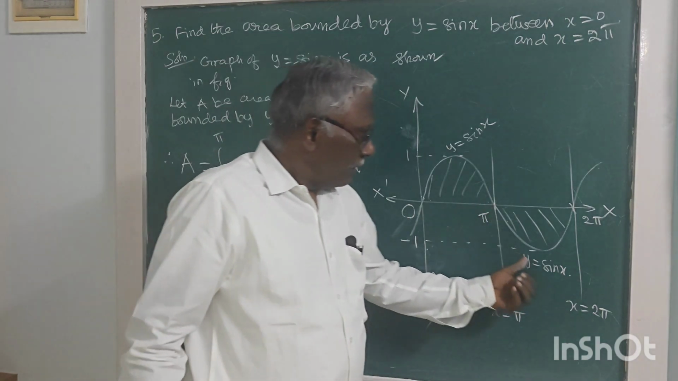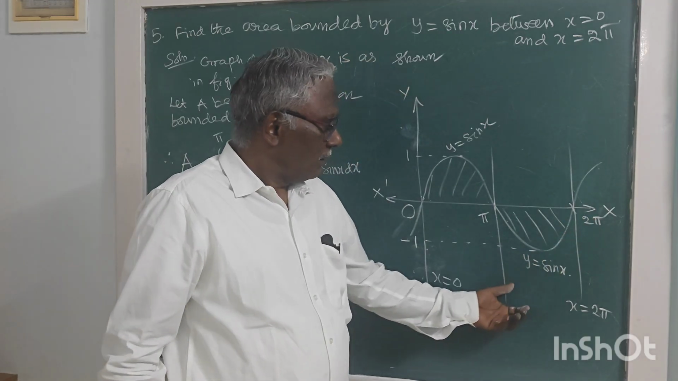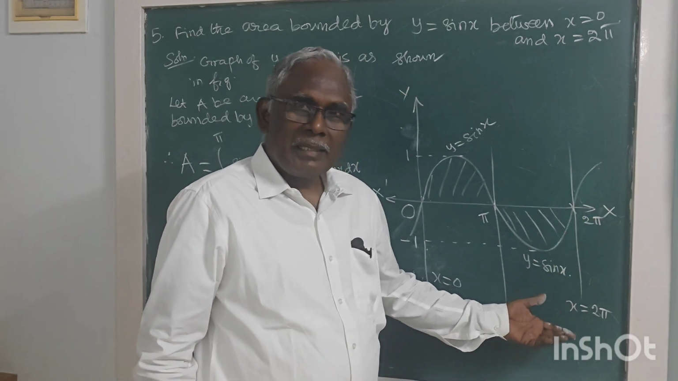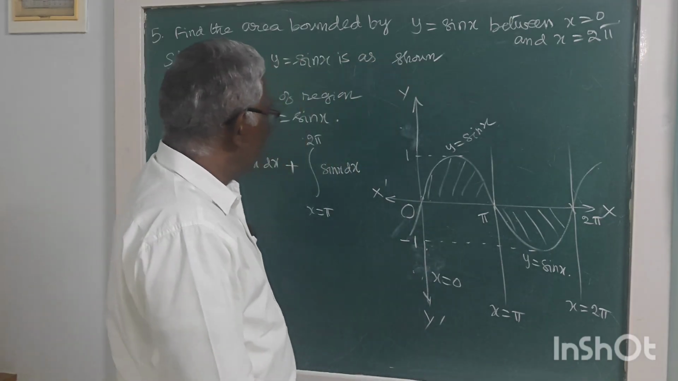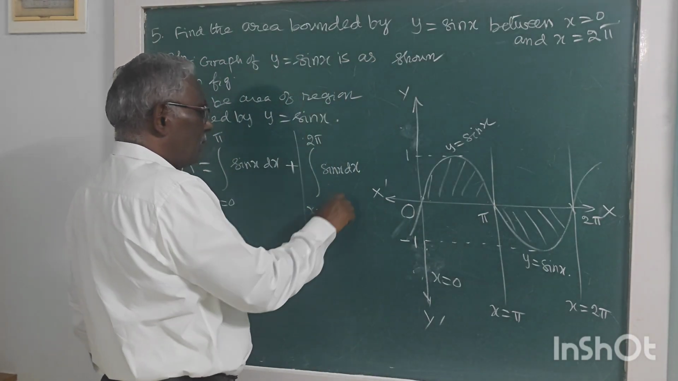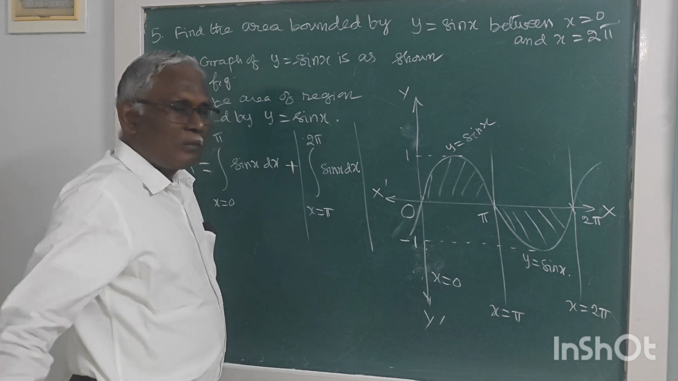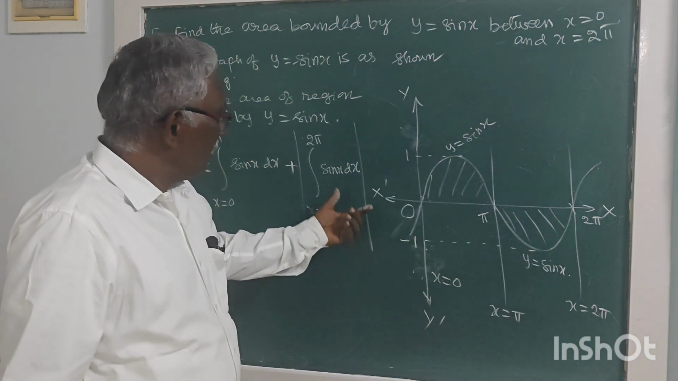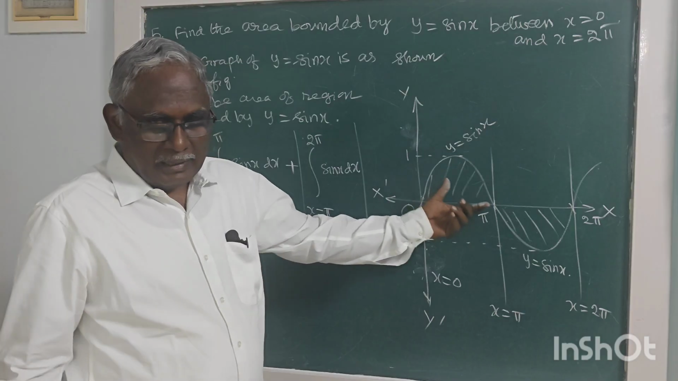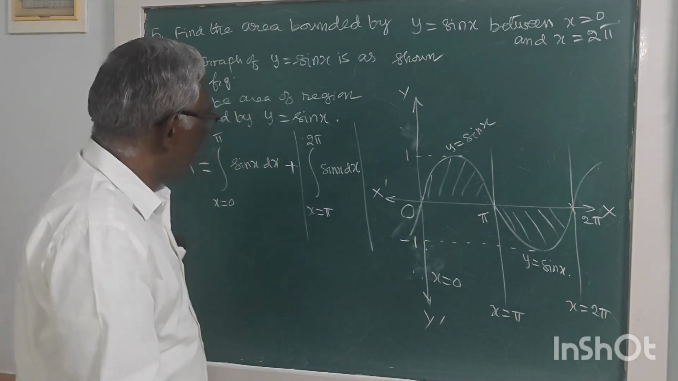But if the curve is below the x-axis, we will get the area negative, but area cannot be negative, so you have to take the modulus. When the curve is below the x-axis, then you have to take the modulus because area cannot be negative.